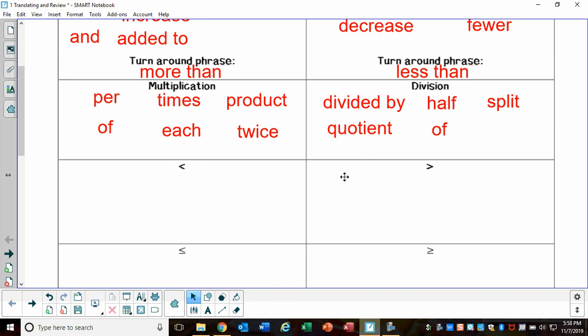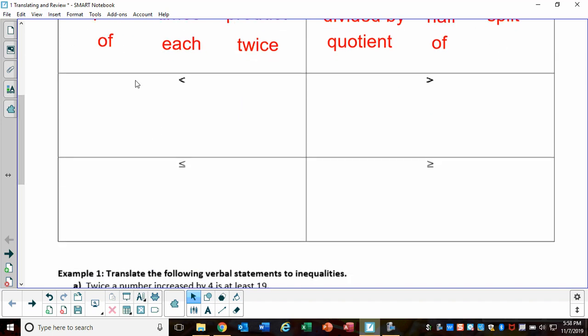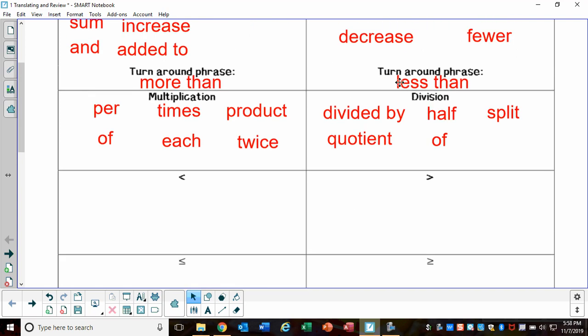Then we have some words that mean inequality symbols. Okay? So, this is a less than symbol, and we're not going to confuse it with the less than here for subtraction. The way we differentiate them is subtraction is just the words less than. For inequality symbols, we always write is in front. So is less than or is fewer than. That word is tells you it's an inequality.